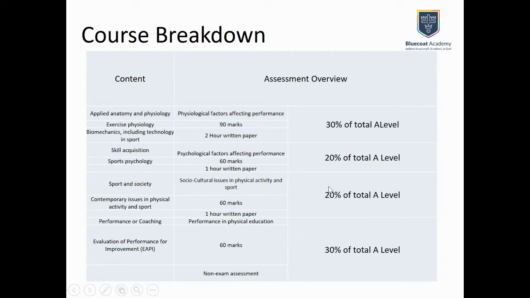The final paper or exam that you do is what we call paper 3, or social cultural issues in physical activity and sport. This includes sport and society and contemporary issues in physical activity and sport. As you can see, it's a 60-mark paper and lasts for 1 hour and forms 20% of your final grade.